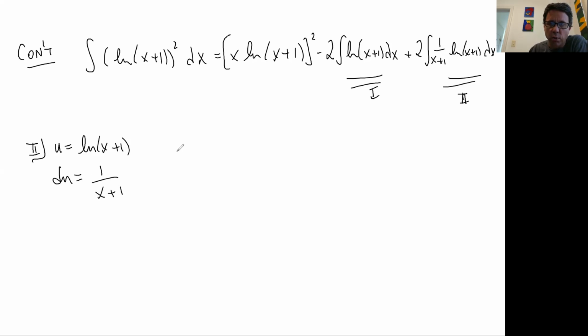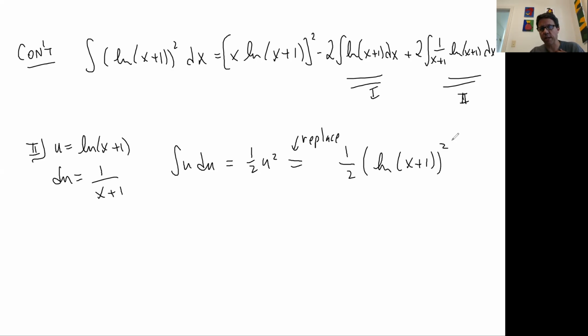And that last integral becomes very easy. It just becomes the integral of u du. So u is the natural log, and the 1 over x plus 1 dx becomes the du. So I'll get 1/2 u squared, and then I'll replace, and I'll get 1/2 of the natural log of x plus 1 squared. Okay. So that's that integral there. I'm gonna have to double it when I put it back in, but that's that one.